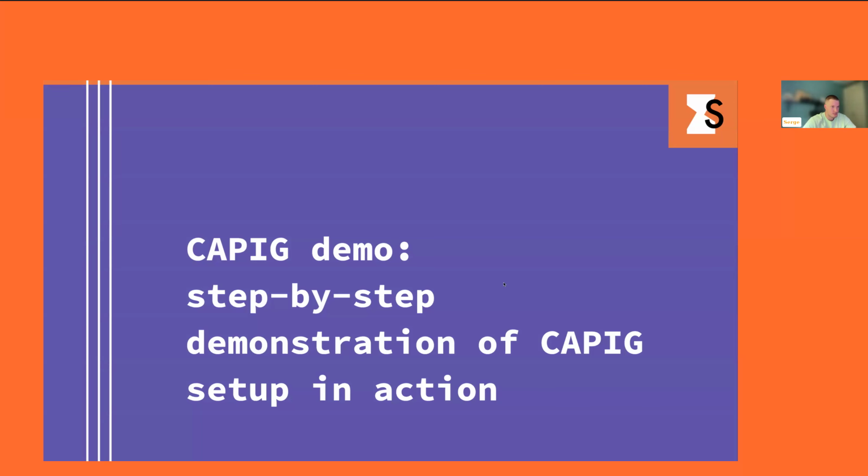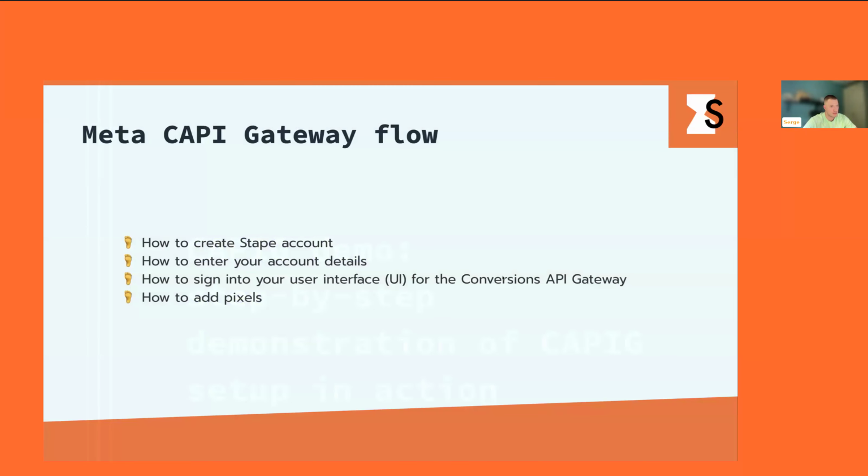So yeah, now about the CAPI gateway demonstration and how to actually set it up. We have only 4 or 5 steps to it. So we will show you how to create an account on Stape. Obviously, we will show you how to enter your account details, how to sign into your user interface on Conversions API Gateway Hub, and how to add pixels.